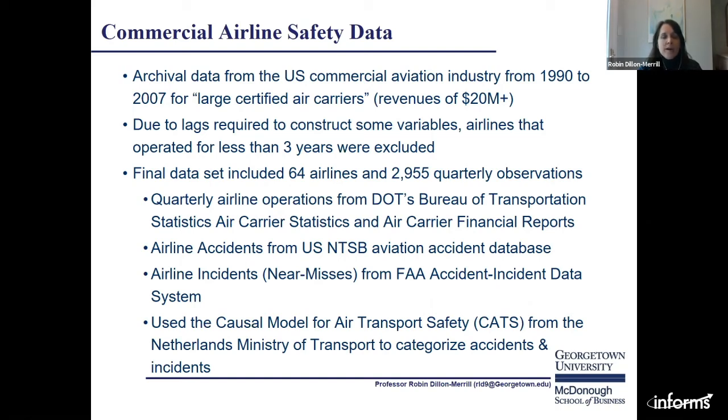And then what is going to be an important finding here is the near misses that people pay attention to versus the near misses that they're not really paying attention to. And so one of the things that we also used was the causal model for air transport safety, which is the CATS model, which was developed by the Netherlands Ministry of Transport. And we use this to categorize accidents and incidents in a way that I'm going to explain again in a moment.